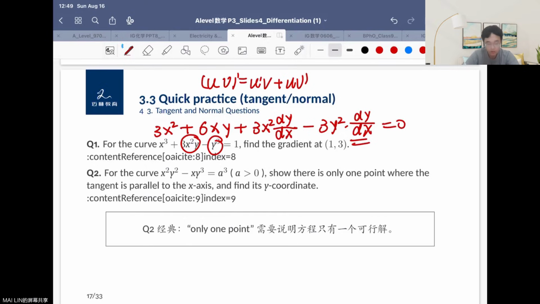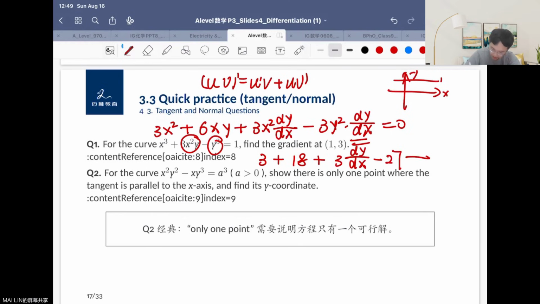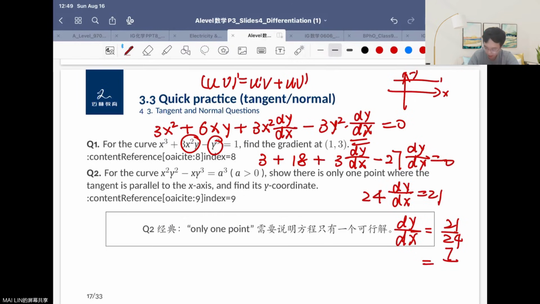The right side equals 0, because the derivative of a constant is always 0. Then we can put in the point (1, 3). So that gives 3 plus 18 plus 3 times dy over dx, and minus 27 times dy over dx, equals 0. So we have 24 dy over dx equals 21, so dy over dx equals 21 over 24, which is 7 over 8. Once you have the differentiation, you have the gradient, and you can also calculate the line's equation, right? It's not very difficult, right?